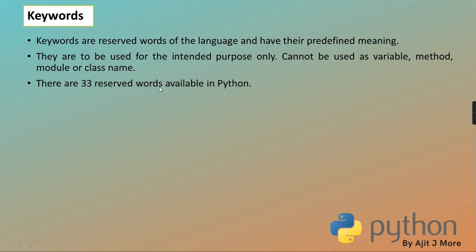There are 33 reserved words actually. I said 32 earlier, but actually 33, and in the latest version two more are added. So I'm listing out a few. True, false and none.